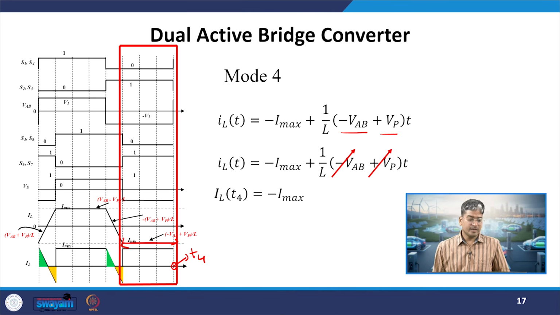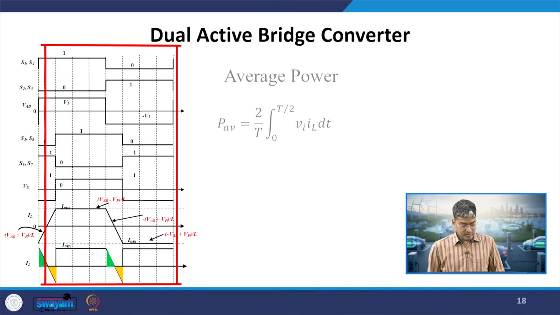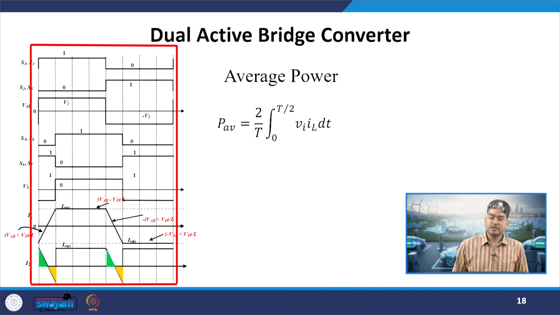So, now what we have done, after we have drawn the waveforms for IL and I2, we have integrated it to find out the instantaneous current through the inductor IL, because we are trying to find out the input power or the power drawn from the input side. Okay. So, now let us go for the power. Now, we are done with the calculation of the instantaneous current. Now, we will find the average power which is flowing through it.